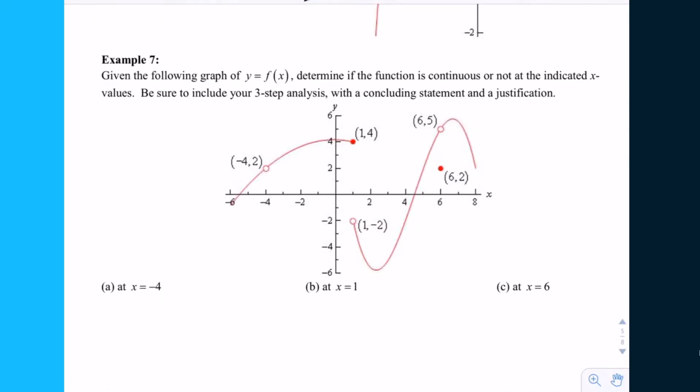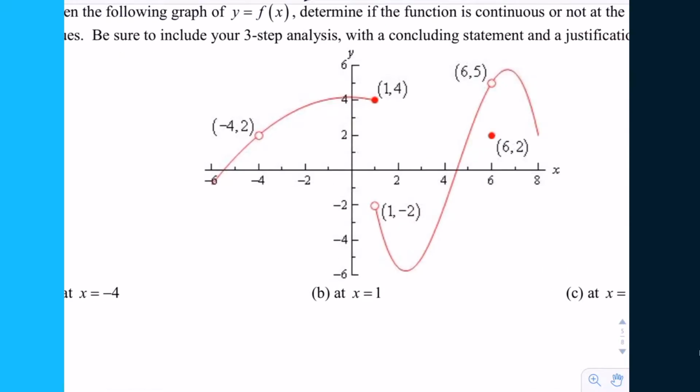All right, so now we have this broken up graph, and I think it's real obvious just to look right here and say, I got a what at -4? A hole. I got a what at 1? A jump. And I have a what at 6? That's another hole, right. So those are easy to spot, but how can we justify them mathematically? We don't say that it's not continuous because there's a hole. We don't say it's not continuous because there's a jump. The jump and the hole are a consequence of how it's not continuous based on the three-step definition.